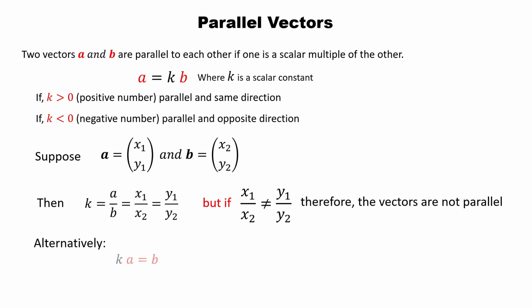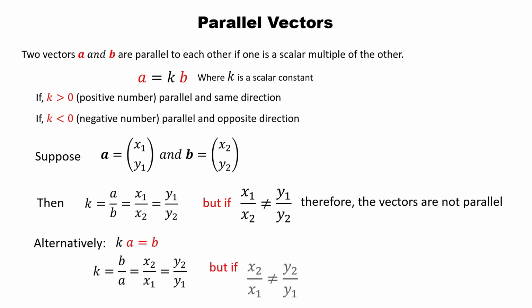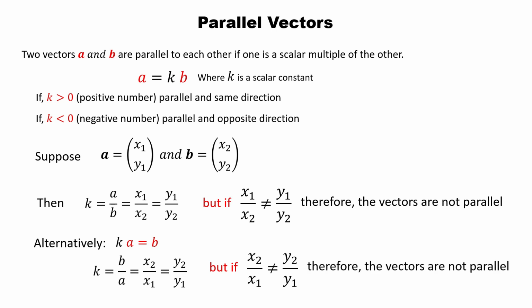Alternatively, we can shift the position of k, then the scalar k will be equal to B divided by A, which will be equal to x2 over x1, and should also be equal to y2 over y1. And take note that if x2 over x1 is not equal to y2 over y1, it means there is no value for k, and hence the two vectors are not parallel to each other.